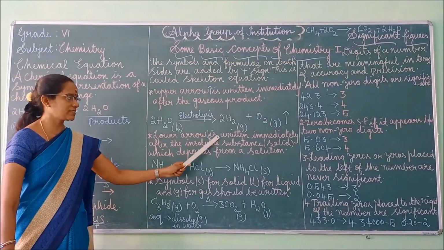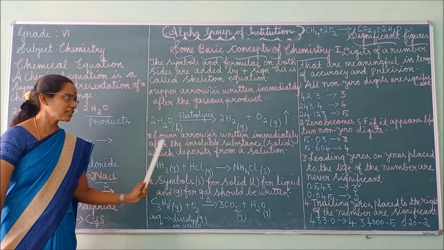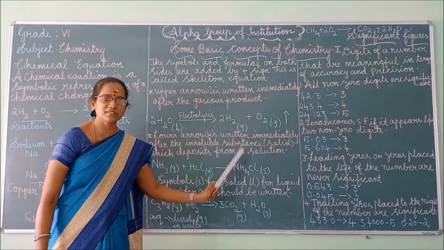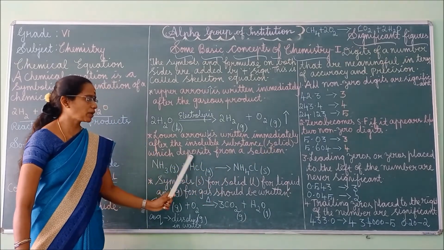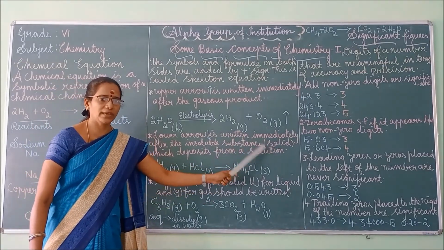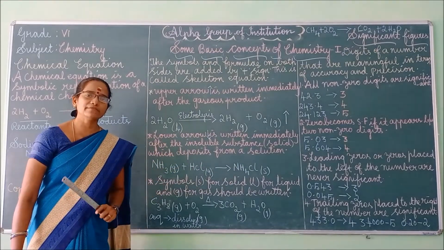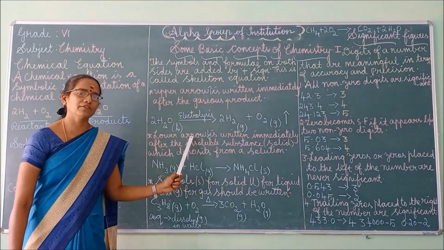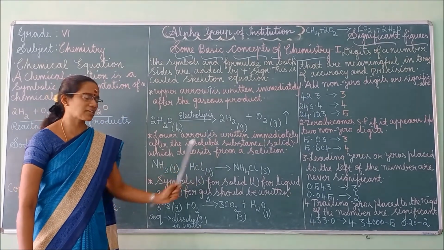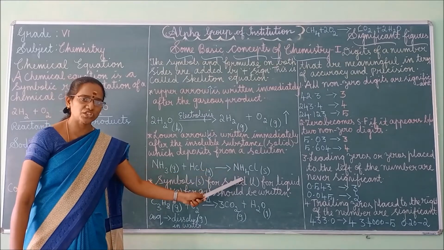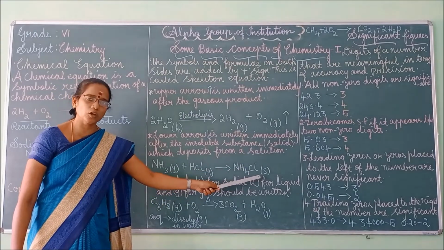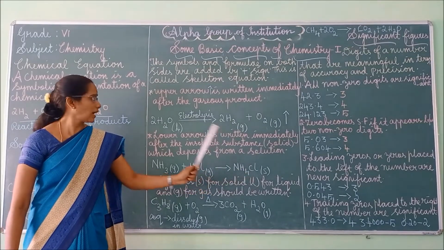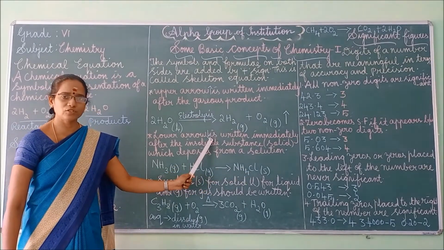Lower arrow is written immediately after the insoluble substance. Insoluble substance means if it is solid, which deposits from a solution. Okay, first for gaseous product what we have to do? We have to put the upper arrow, and for lower arrow what we have to put? If the insoluble substance which deposits from a solution, means if the product is insoluble substance, means that is solid substance, means you have to put the arrow mark. Okay, lower arrow we have to put like this.